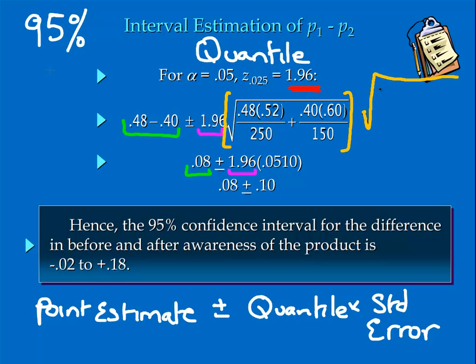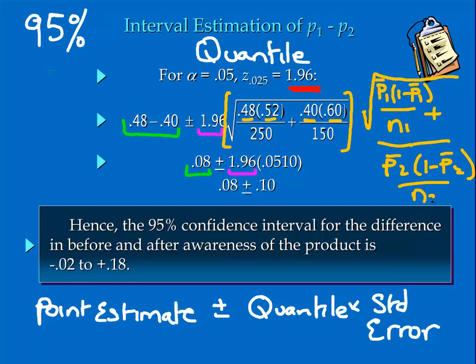of P bar 1 times 1 minus P bar 1, the sample proportion for the first population times 1 minus that sample proportion. You can see that these numbers are complements of each other, likewise 0.4 and 0.6, all divided by n1, plus P bar 2 times 1 minus P bar 2, all over n2.